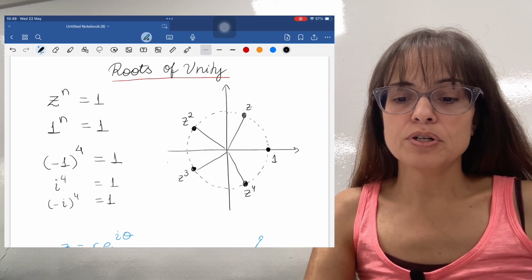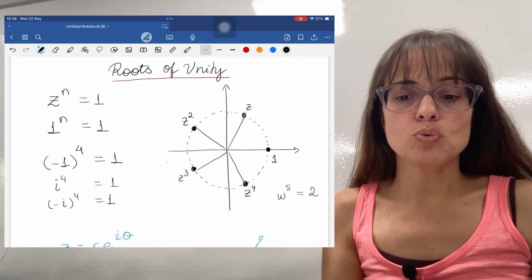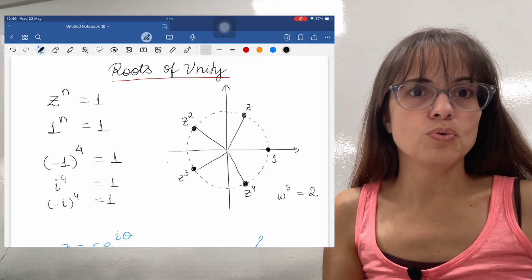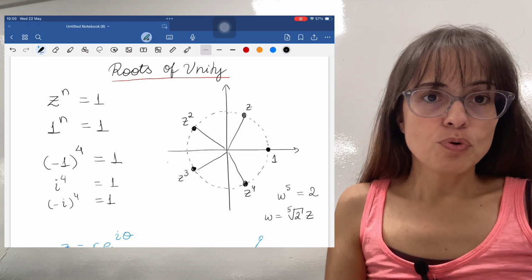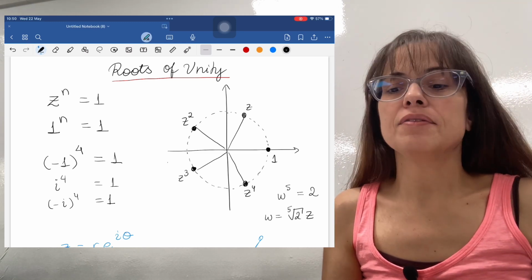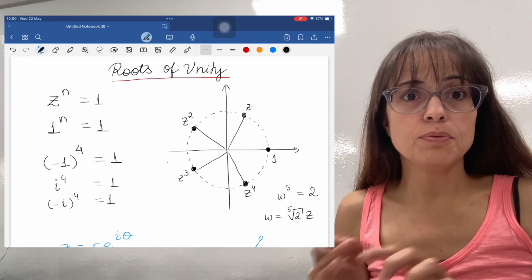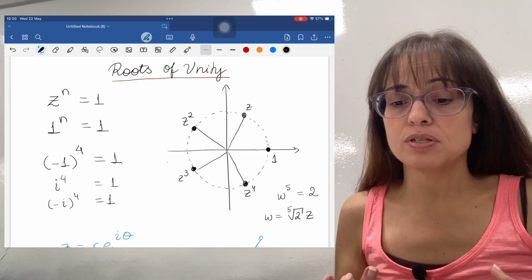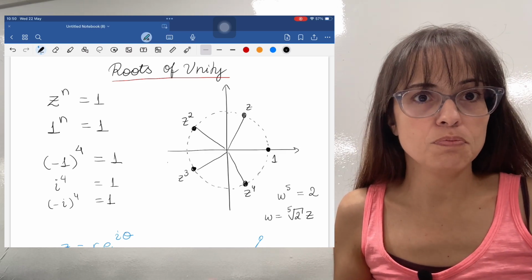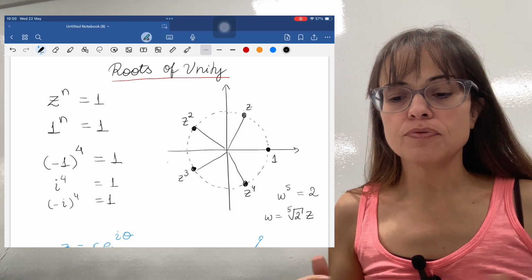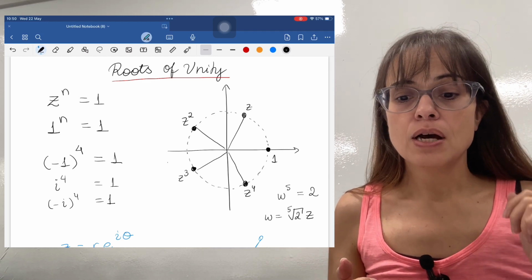Then the numbers that to the power of 5 are equal to 2 are not these ones that are marked here, which are z, z squared, and so on, but they are going to be the 5th root of 2 times z, and then times z squared and z cubed, and so on, because you treat the modulus separately, and the modulus is just a real number, so the 5th root of 2 is just the 5th root of 2. So I'm not going to talk about numbers outside of the unit circle anymore, because the modulus is very easy to handle in case you need it.